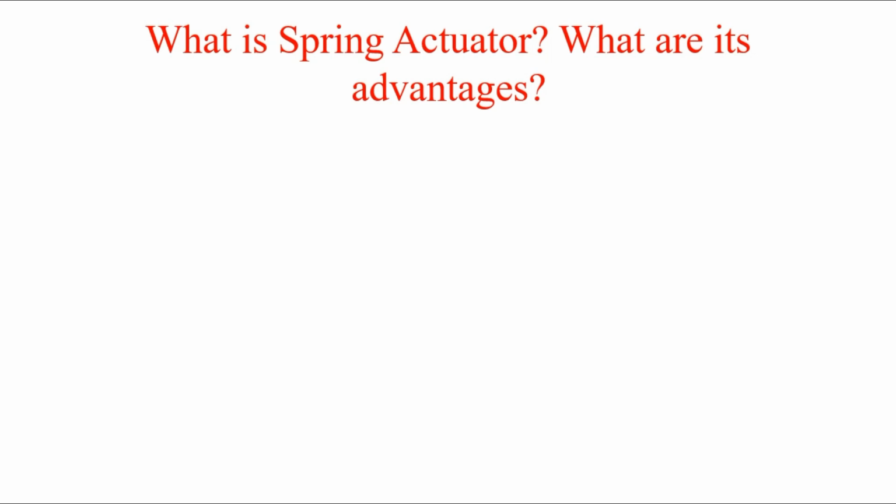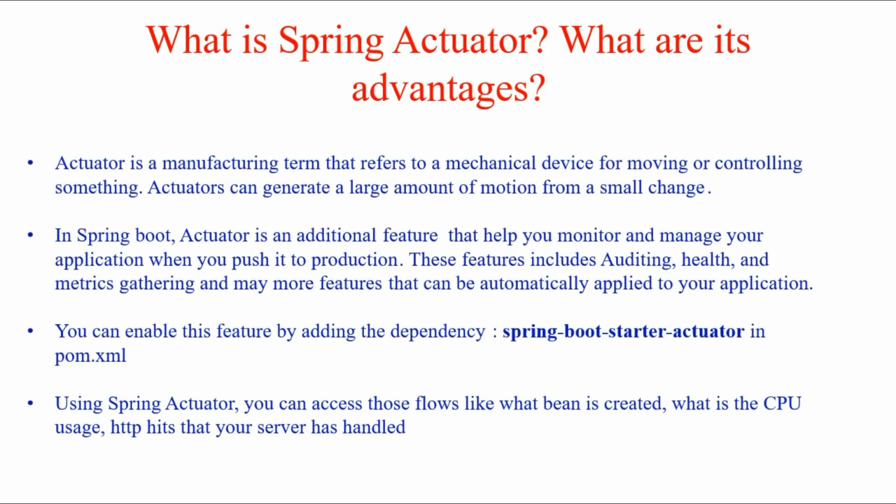So the very first thing that an interview may ask you is: what is Spring Actuator, why did you use it in your project, and what were the advantages that you faced using actuator in your project. You can first initiate that answer by saying that actuator in the real-world sense is actually a manufacturing term, which is used for referring to mechanical devices for moving or controlling something. So basically, it is used for controlling some functionality. So you can get an idea that it is used for controlling anything.